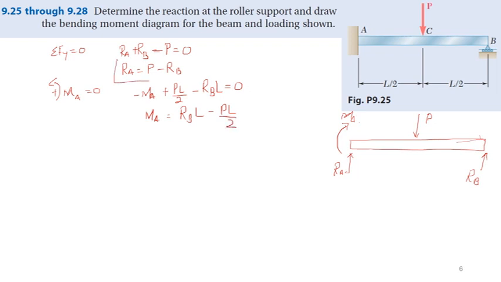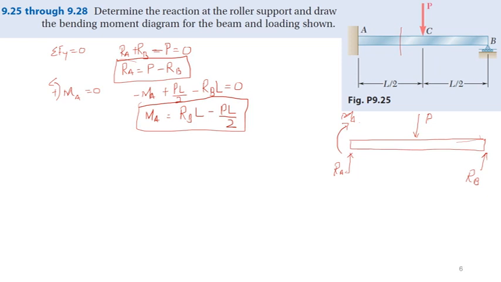So we have this equation and this equation from static equilibrium condition: 3 unknowns but 2 equations. So that's why we have to find the equation of elastic curve. Okay. Now, for equation of elastic curve, let's start. Let's take a section between A and C, somewhere here, and let's draw free body diagram for that section.